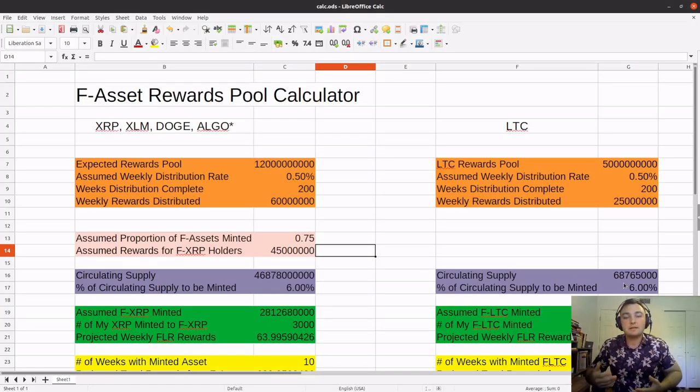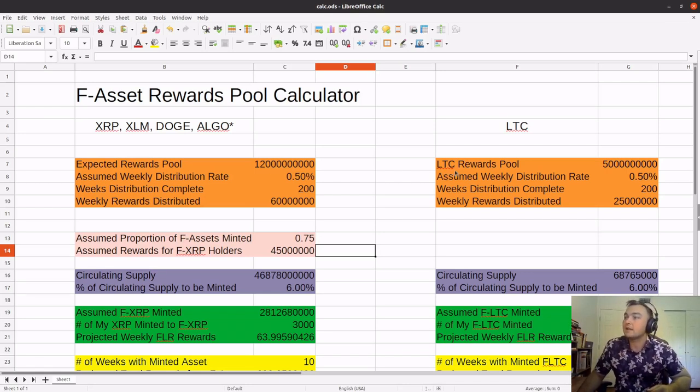So now that we have a basic understanding of what F assets are, we can start to guess and put some figures into our calculator in order to figure out what our rewards might be. So this calculator here is the F asset reward pool calculator. Expected pool rewards of 12 billion in the general rewards pool. This may change up to 20 billion. It all depends on how many people have actually claimed their Spark tokens.